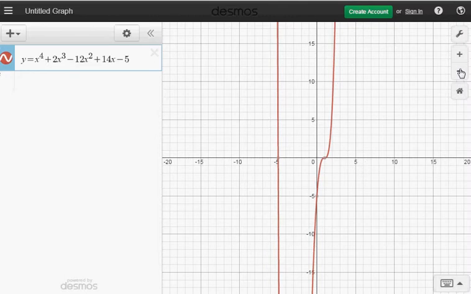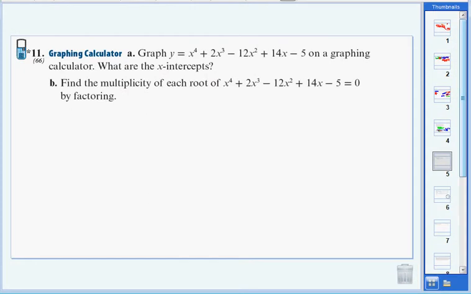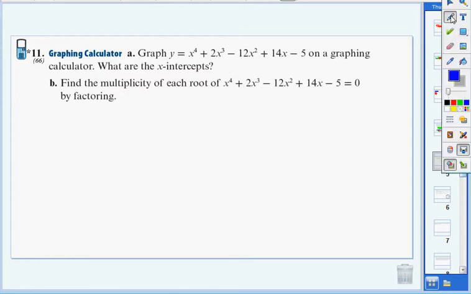All right, so we need to find our intercepts, okay? So click on this. We can see our intercepts are 1 and negative 5, all right? So graph this and find the intercepts. So we know the intercepts are 1 and negative 5, all right?